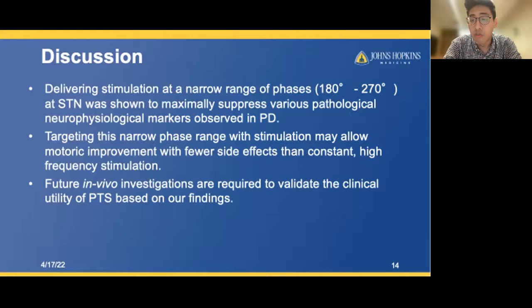But because this is a computational modeling study, for our next step we need to perform in vivo investigations on animal or human models to really validate the clinical utility of PTS based on our findings.